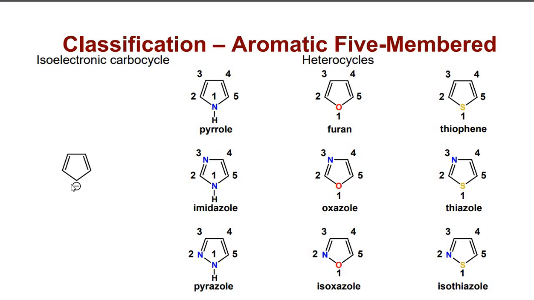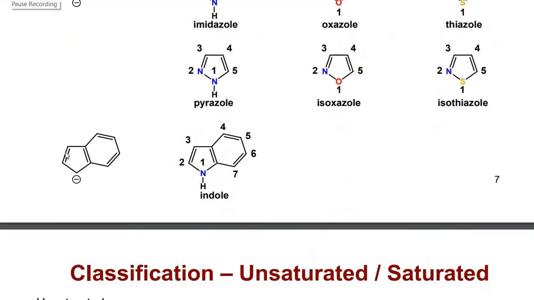Isoelectronic carbocycles, only a carbon cycle is here. And this is a heterocycle. Pyrroles, furan, thiophene, imidazole, oxazole, thiazoles, pyrazoles, isoxazoles, isothiazole. So you can see these carbocycles and these heterocycles.